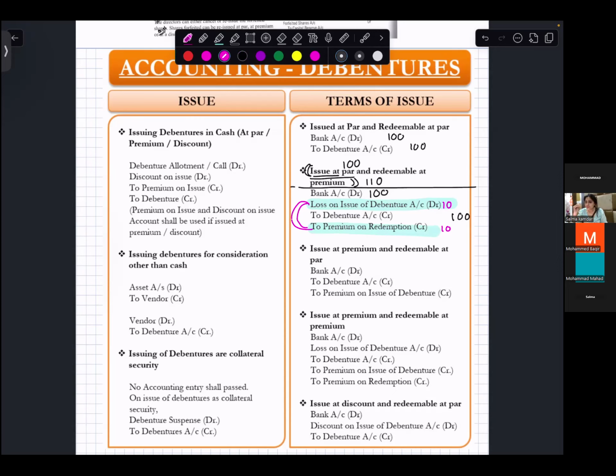When you issue, it's bank to debentures, and because you know that at the time of issue you are going to give them a higher amount, you have faced a loss. The loss is due to premium on redemption, so this will be debited and credited. You have to write the full entry: bank debit, loss on issue debit, to debentures credit, premium on redemption credit. Try to understand, write again. I'll give you four or five examples of this first.